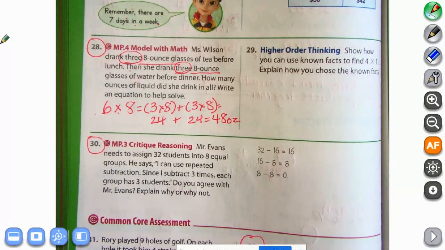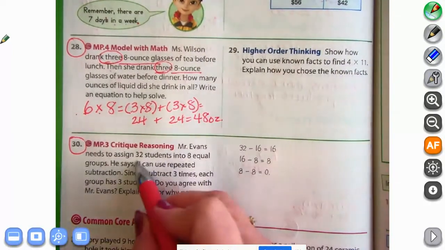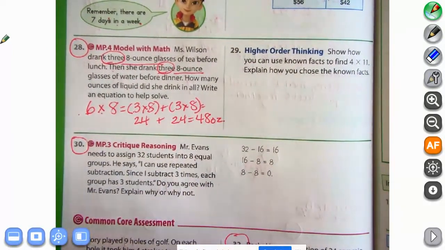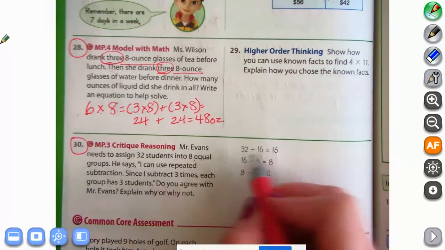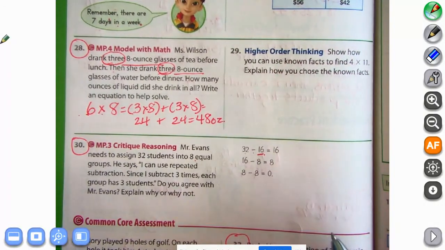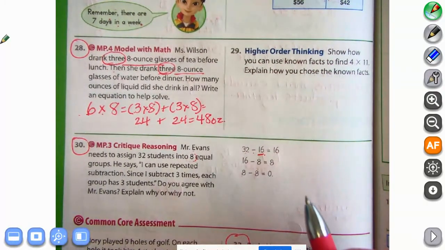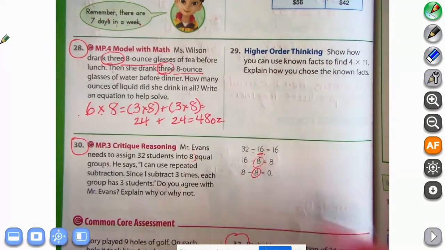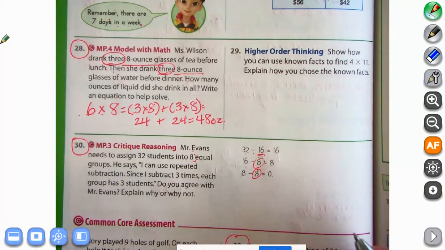Number 30. Mr. Evans needs to assign 32 students into 8 equal groups. He says, I can use repeated subtraction. Since I subtracted 3 times, each group has 3 students. Do you agree with Mr. Evans? Explain why or why not. Okay. He has 32 students in 8 equal groups. So 32 minus 16. Where did he get that 16 from? There's supposed to be groups of 8. So we have a group of 8 and a group of 8. Do you agree with Mr. Evans? What do you think?